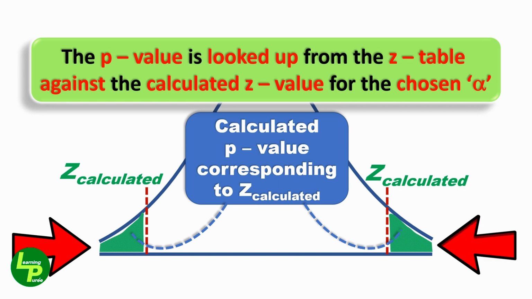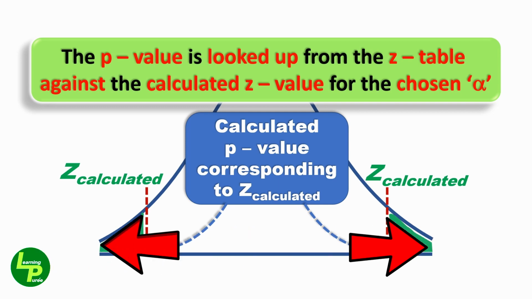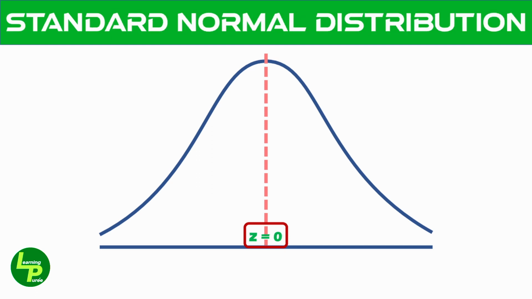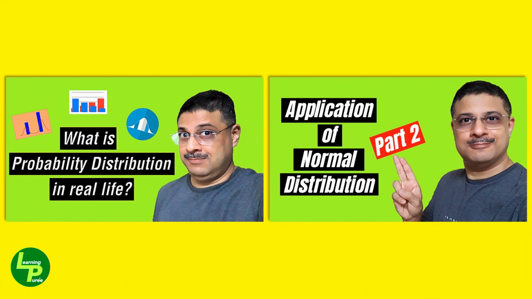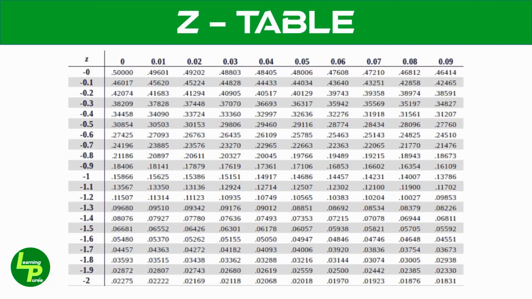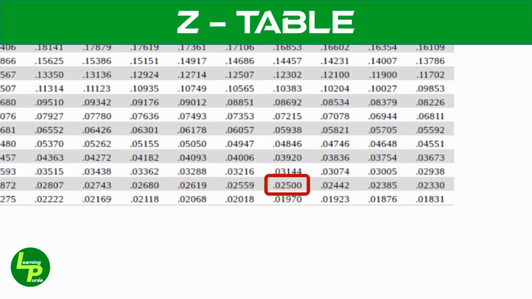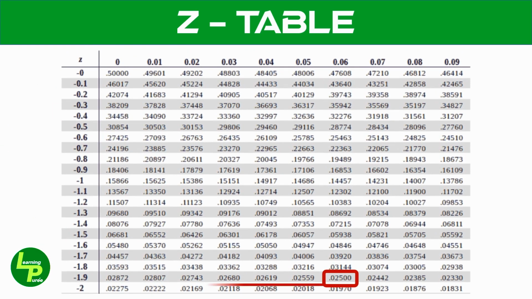This is true irrespective of whether we use normal distribution or standard normal distribution. A standard normal distribution is just another avatar of the normal distribution, except that x values are transformed to z values. Again, I will urge you to watch the previous videos on probability distribution to understand the concept of standard normal distribution. Considering this fact, if we look up the z table for a standard normal distribution, we will notice that the value of 0.025 probability corresponds to z equal to plus minus 1.96 on the x-axis of the standard normal curve.